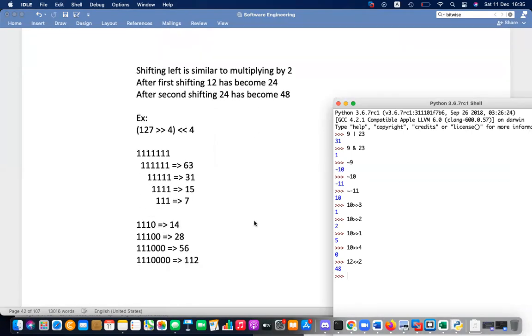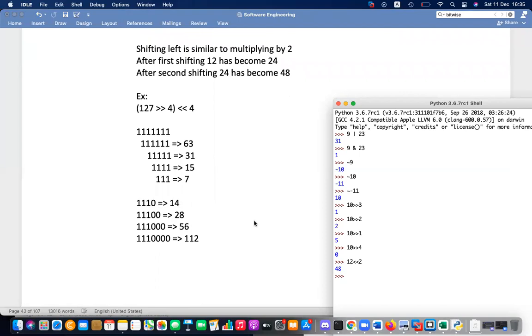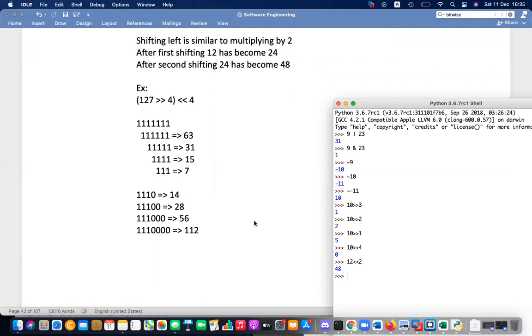Okay, please write this down, and these are some examples. Left shifting and right shifting. Left shifting is multiplying, right shifting is dividing.